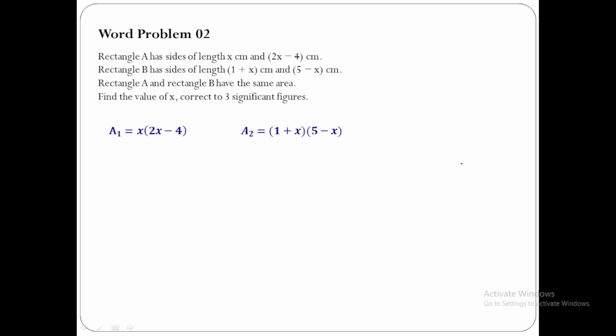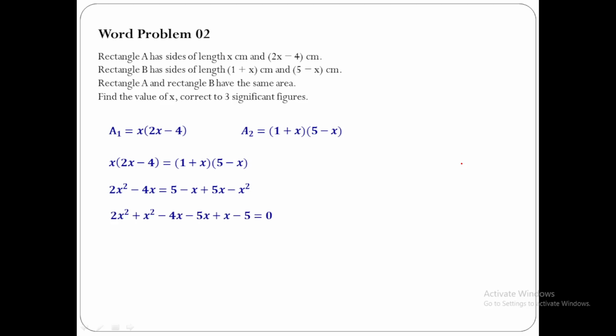A1 is the product of x and 2x minus 4. A2 is the product of 1 plus x and 5 minus x. We can equate them because both the areas are equal. Then we distribute x with 2x and minus 4, and 1 plus x with 5 minus x. So x times 2x is 2x squared, x times minus 4 is minus 4x, 1 times 5 is 5, 1 times minus x is minus x, x times 5 is 5x, and x times minus x is minus x squared.